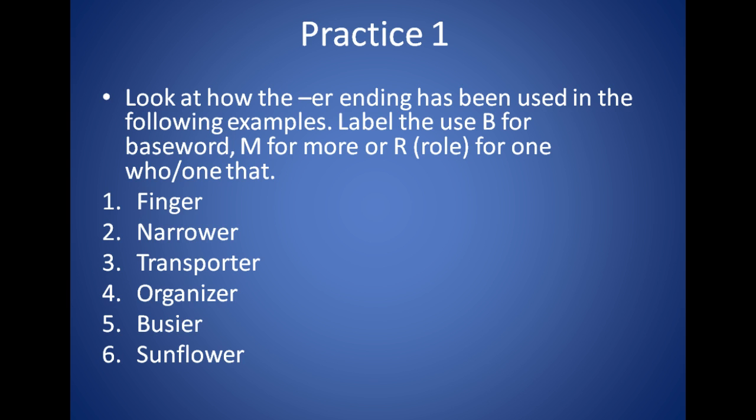First off, we want to practice sorting how these ER endings are being used. So you're going to take these 6 words, finger, narrower, transporter, organizer, busier, and sunflower, and sort them into a chart, or label them, accordingly. B for base word, so if the word is using ER ending as a base word, then label it B. M for more, if that ER ending is being used to indicate more, or R for role, as in one who or one that does something. Pause your video and complete the practice.